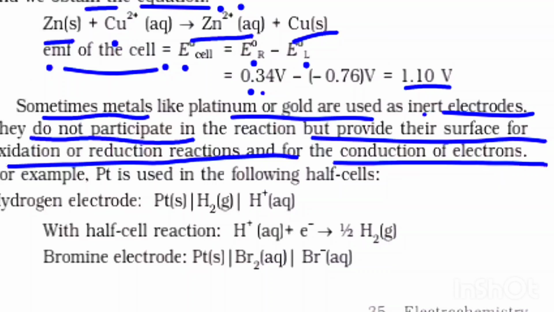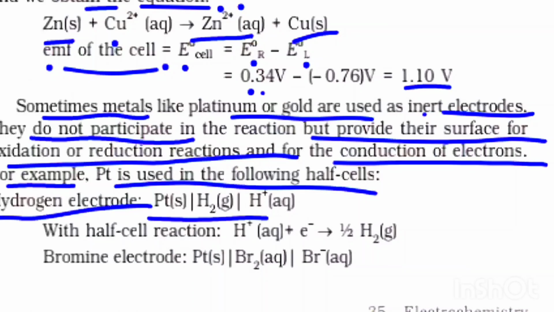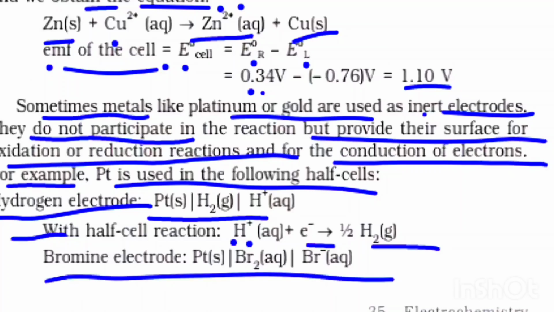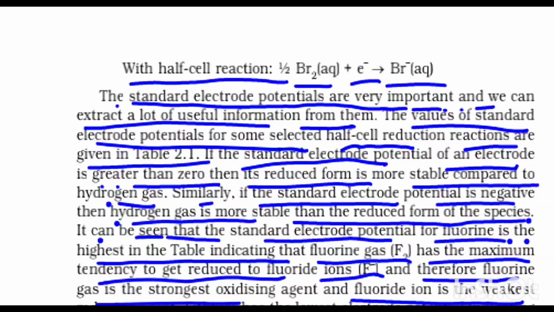EMF of the cell, E naught cell, is equal to ER minus EL. That is 0.34 volt minus (minus 0.76 volt), which is 1.10 volt. Sometimes metals like platinum or gold are used as an inert electrode. They do not participate in the reaction but provide their surface for the half cell reaction, such as half bromine aqueous solution plus electron gives bromide ion.